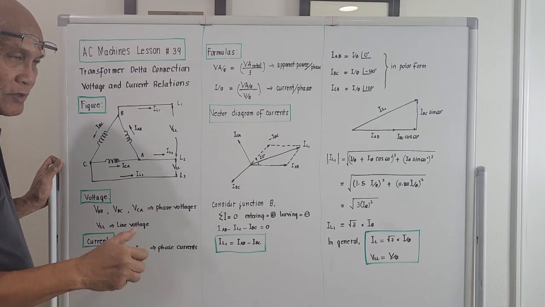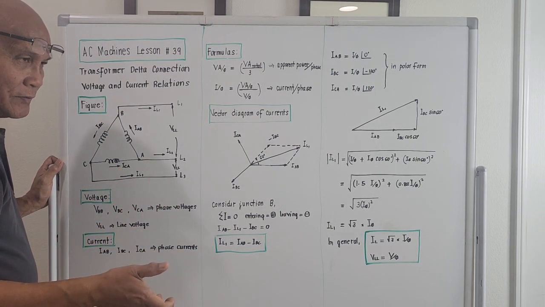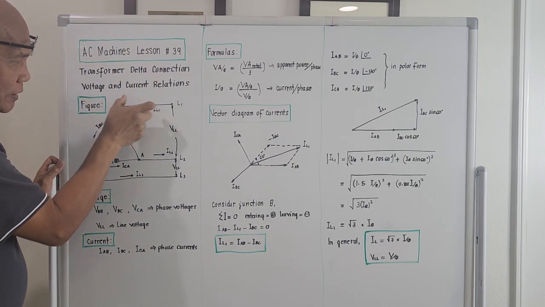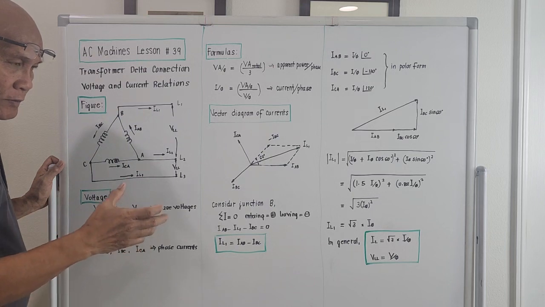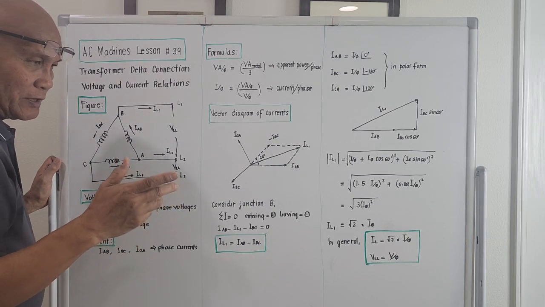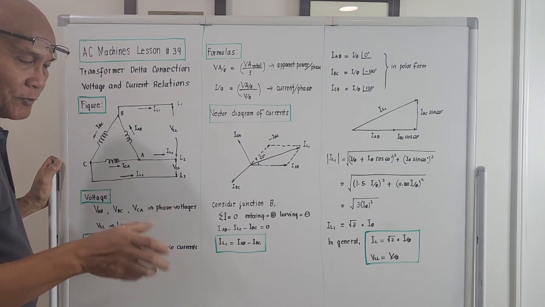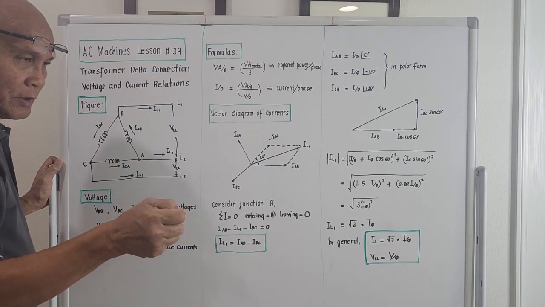We are doing this in the actual world. Transformer delta connection, voltage and current relations. If the connection of a transformer is delta, what will be the relationship of the voltages and currents?